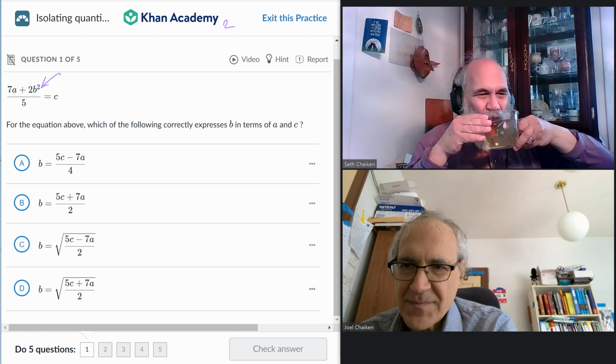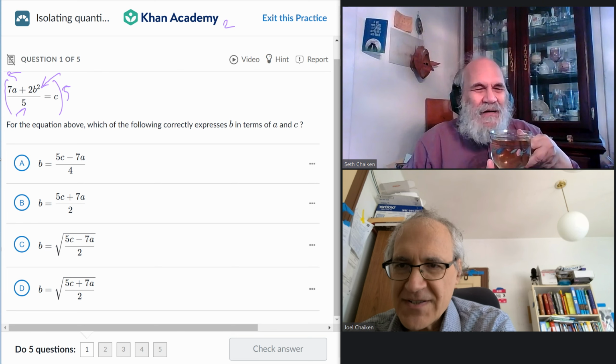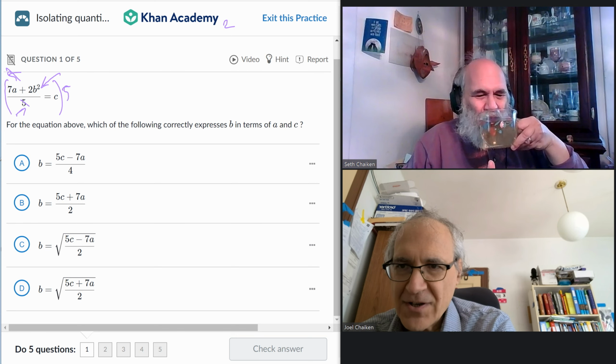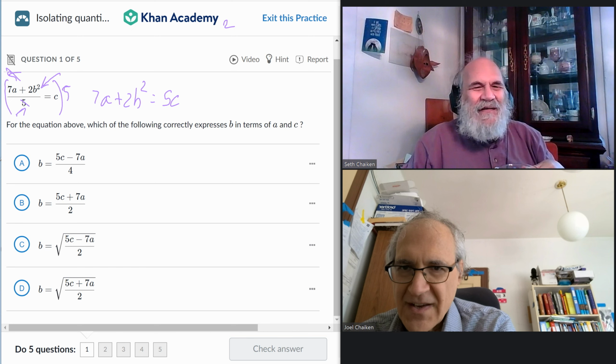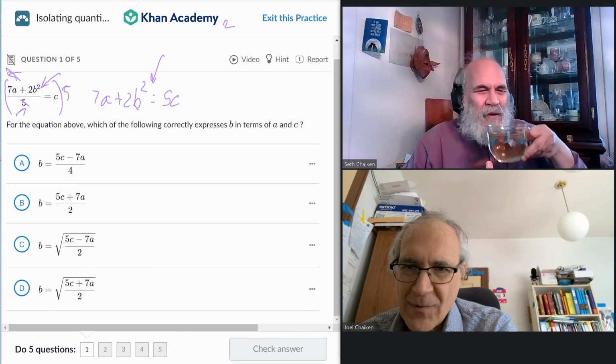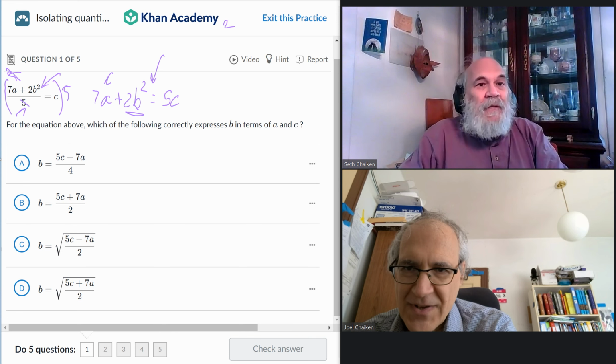You see that it's being divided by 5. So we're going to multiply both sides of the equation by 5 because that cancels the 5 out here. So we have 7a plus 2b squared is equal to 5c. Now again, it's like unpacking a package, like a box you get in the mail. We want to get the b squared by itself. So the 7a is being added to this b squared term.